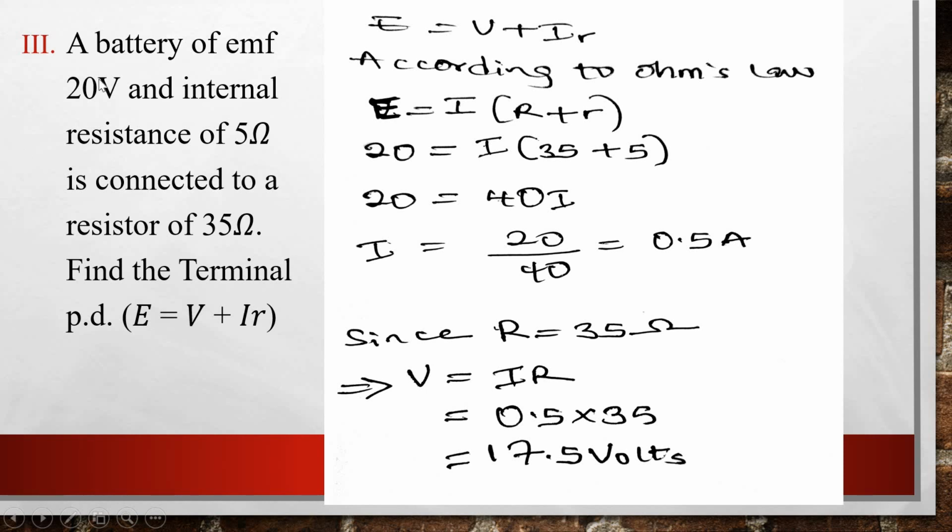Okay, a battery of EMF 20 volts and internal resistance of 5 ohms is connected to a resistor of 35 ohms. Find the terminal potential difference.